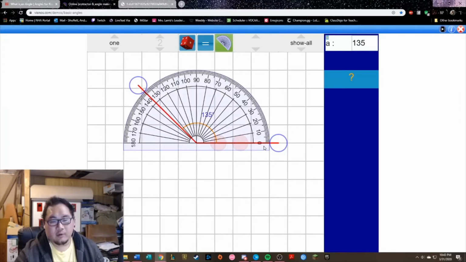So when I have my protractor here, if you can see, this red line here is right along the 180 degree line. That's my baseline. Because in order to measure this angle accurately, I have to put one of the lines on this 0 so that I can measure 135 degrees. That's my baseline.